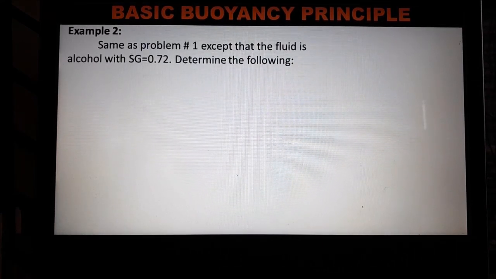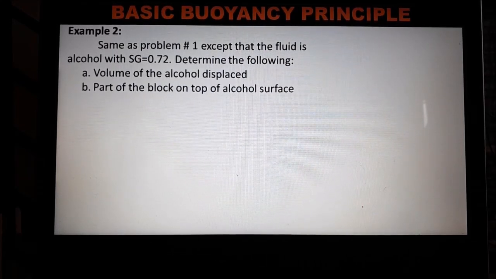Say for number 2, we're going to use the same given as problem number 1, except that the fluid is alcohol instead of water. So the specific gravity of alcohol is equal to 0.72. Similarly, we're going to determine the volume of the alcohol displaced and the part of the block on top of the alcohol surface.